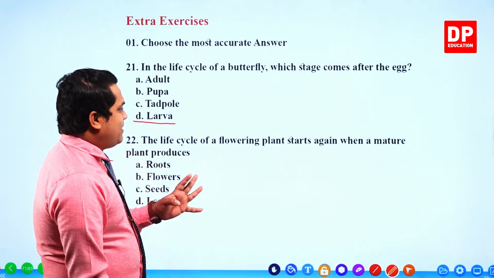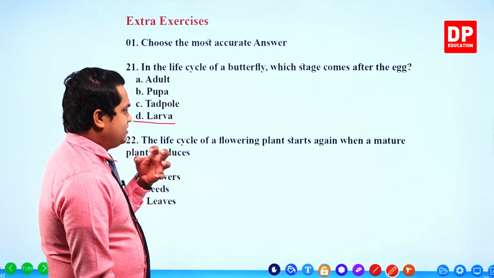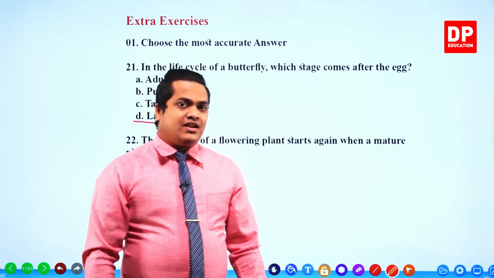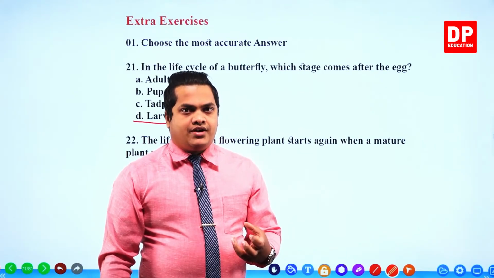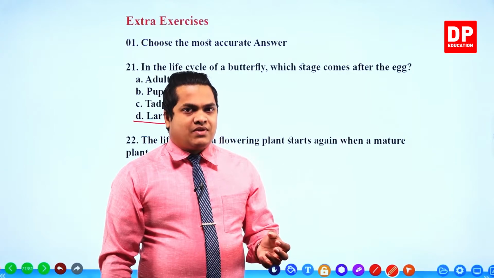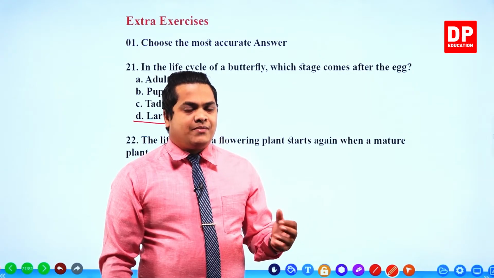The life cycle of a flowering plant starts again when a mature plant produces. When a mature plant is going to produce, right? Let's imagine that I have a chili plant. Normally, the lifespan of a chili plant is about 6 months. So, after 6 months, the chili plants will die.